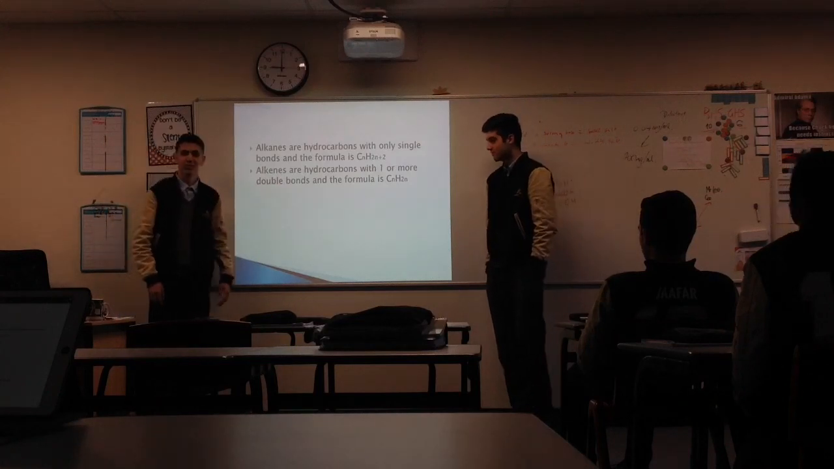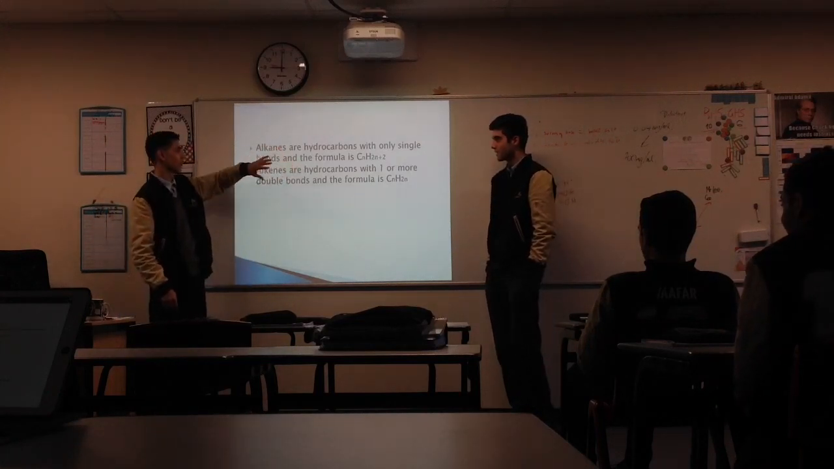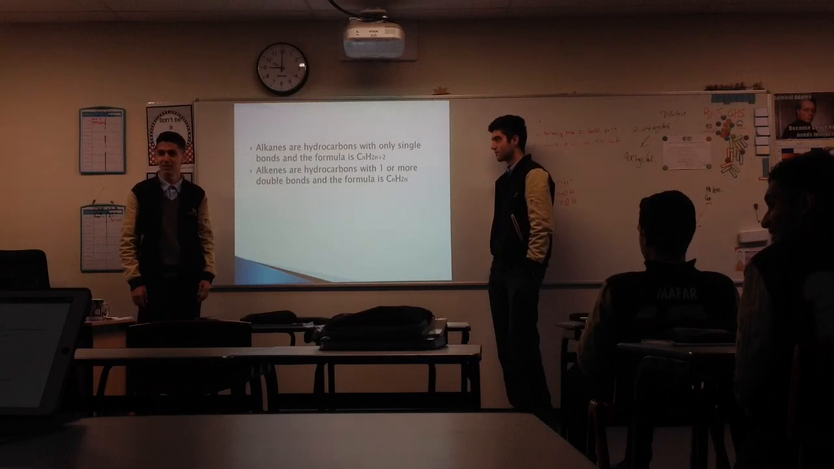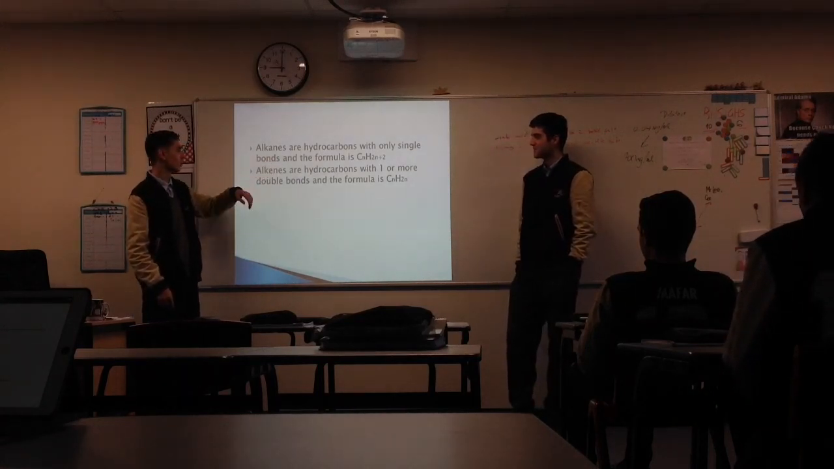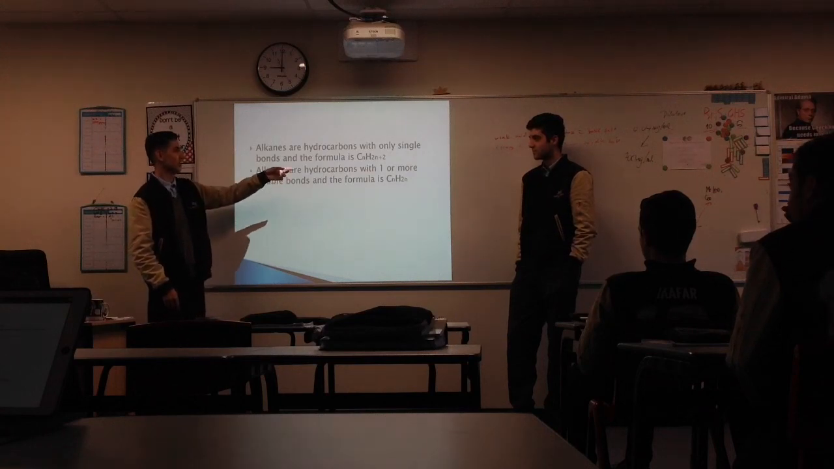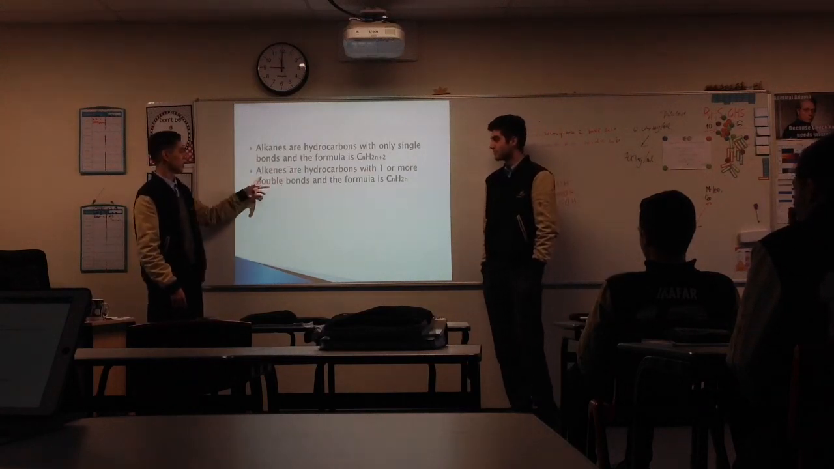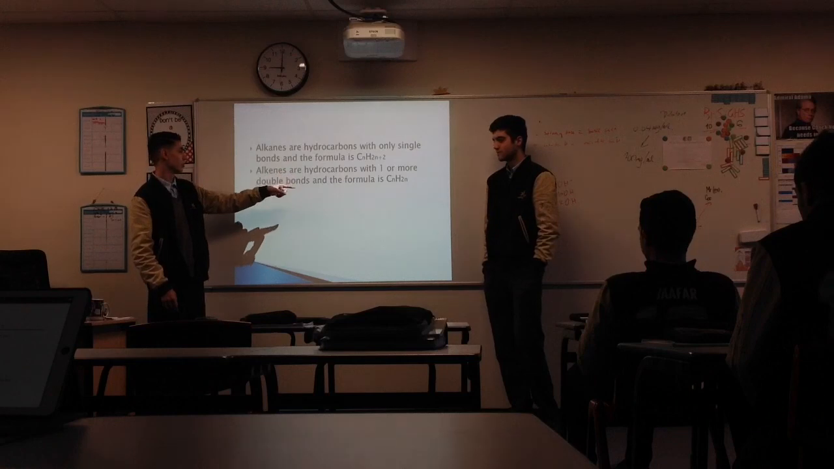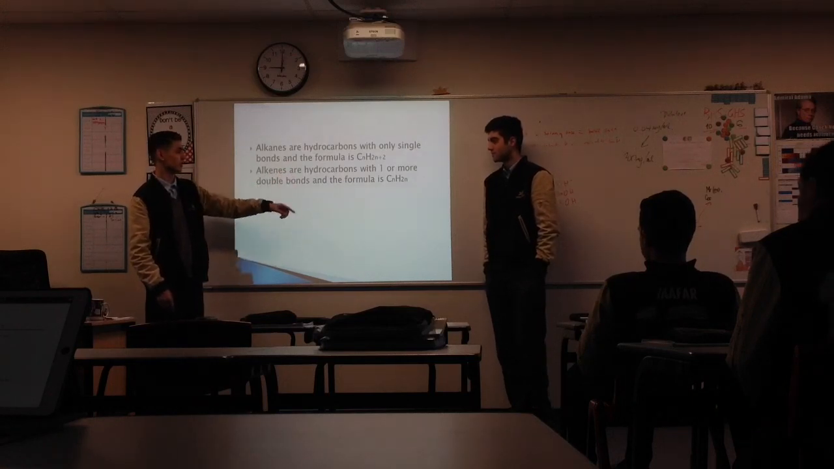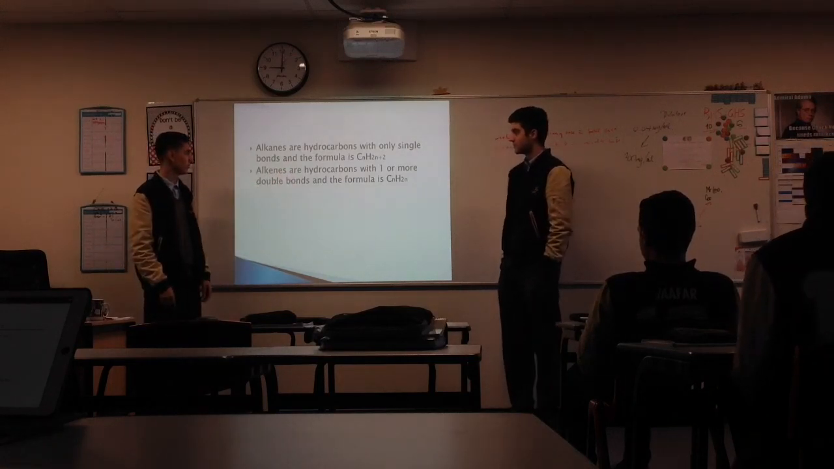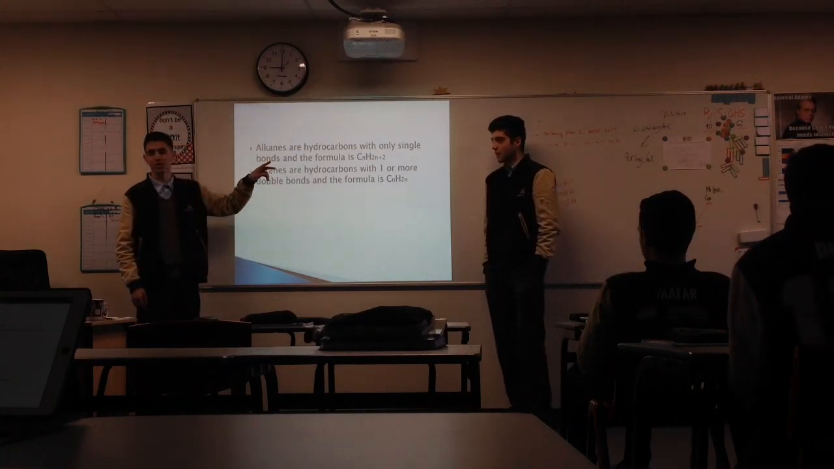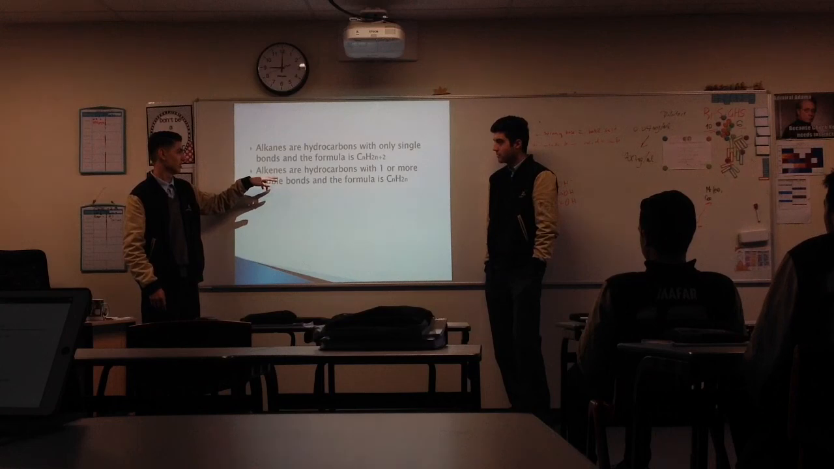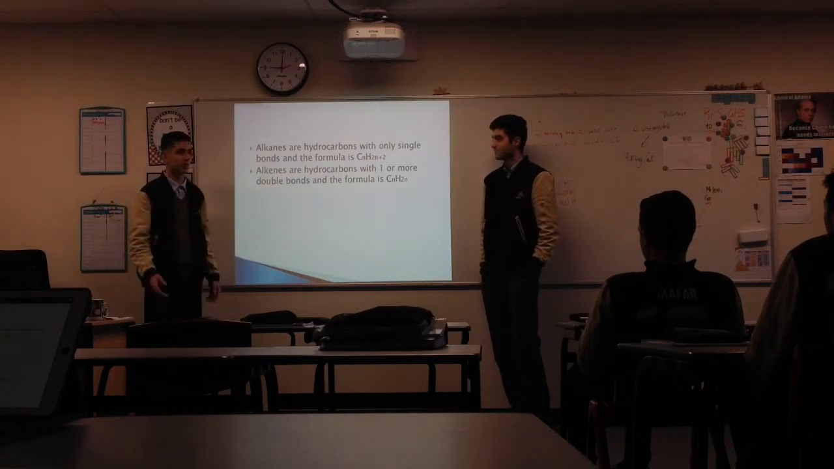Alright, first of all, we have to understand the difference between alkane and alkene, because I know we have a lot of trouble with that. Alkanes are hydrocarbons with only single bonds, and the formula is CnH2n+2. And alkenes are hydrocarbons with one or more double bonds, and the formula is CnH2n. Alkanes are saturated, which means they have single carbon bonds, and alkenes are unsaturated, which means they have double carbon bonds.